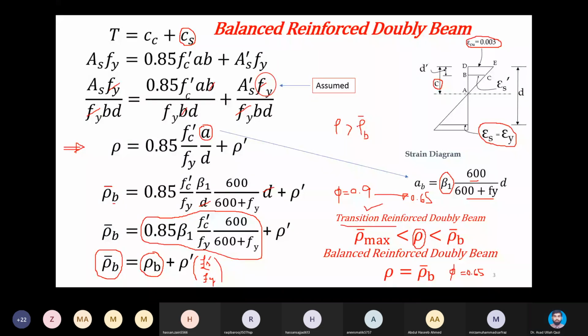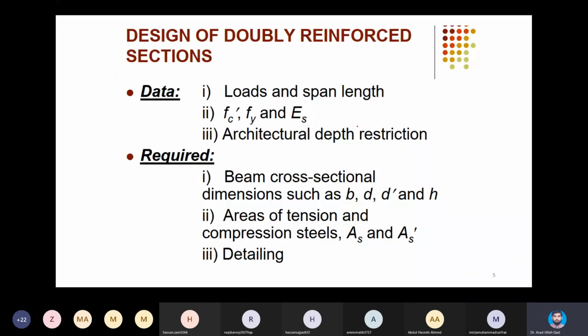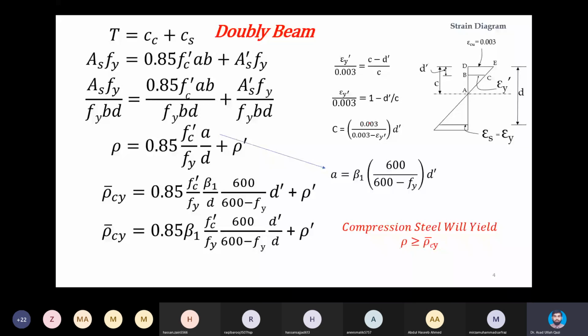Now, an important rho which I want to derive is rho CY, as we are talking about case 1 or case 2. Again, I will start with the same longitudinal equilibrium equation, T equal to C. Up to this stage, there is no change in the steps which we have performed on slide number 2 and 3.